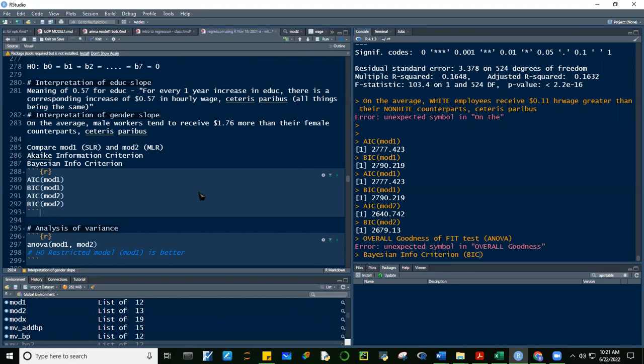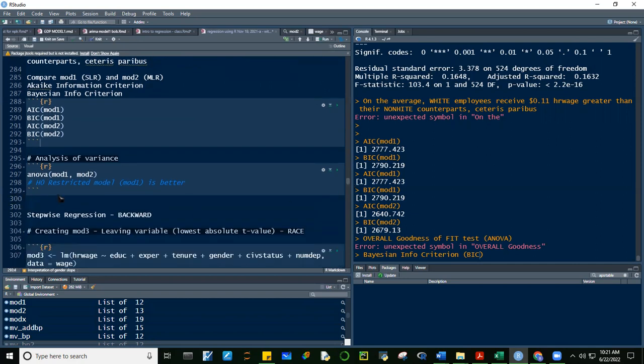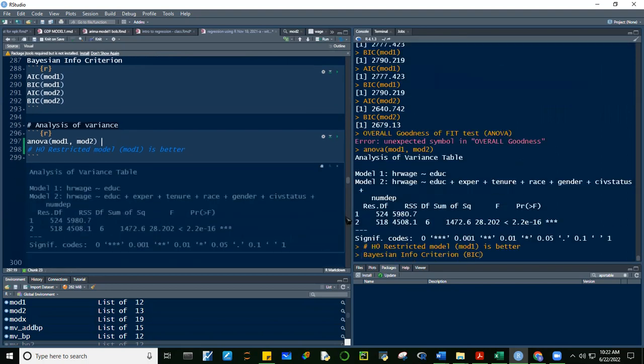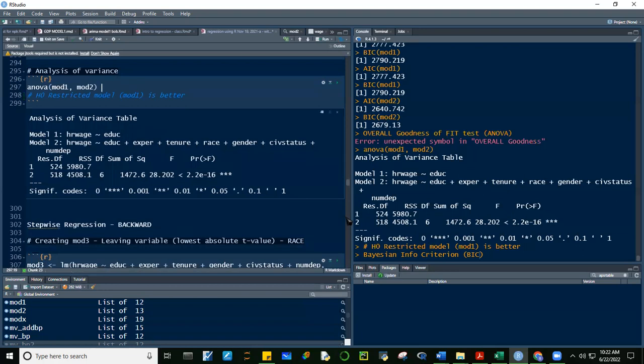Okay, so we can use the ANOVA, analysis of variance method. Okay, so ito, di ba may dalawang models na, models 1 and models 2, no? So, what we're going to use is the ANOVA. And then, i-compare natin si model 1 and model 2. So, if we run this, okay. So, sabi dito sa atin, model 1 is hourly wage regressed on education. Model 2 is this one.